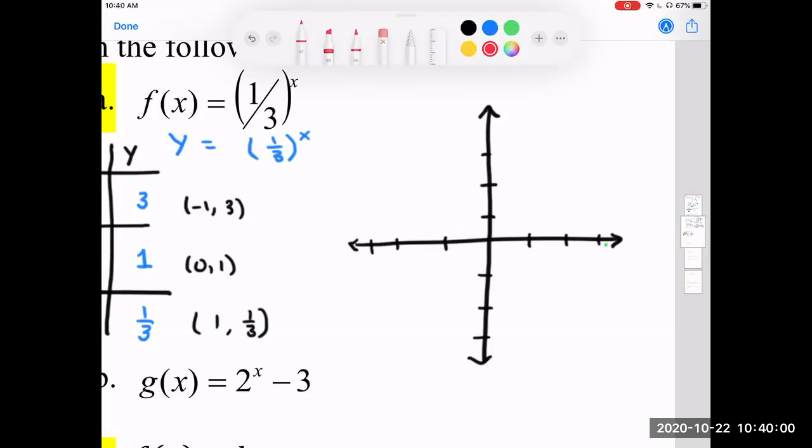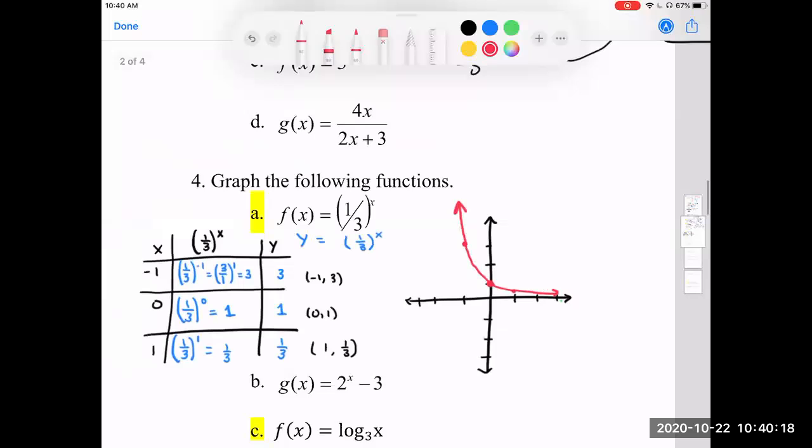All right, so I have -1, up 3; 0, up 1; and 1, 1/3. So this would be our L-shaped figure. And if you recall your notes, logarithmic functions have a horizontal asymptote, and that varies if I have a plus number. So whatever that plus k is in your function will move your horizontal asymptote up or down.